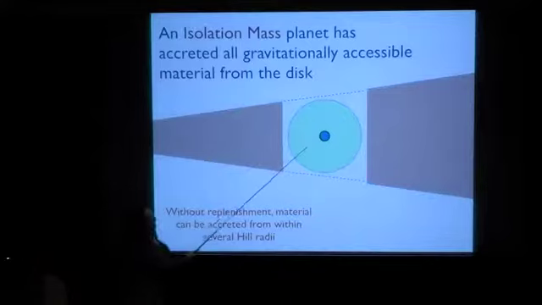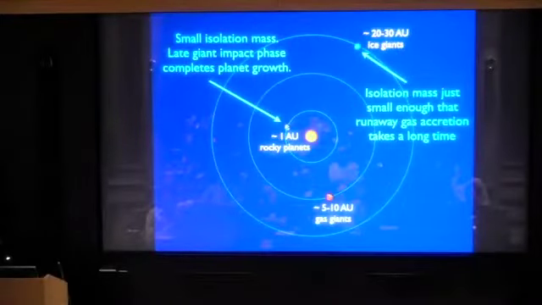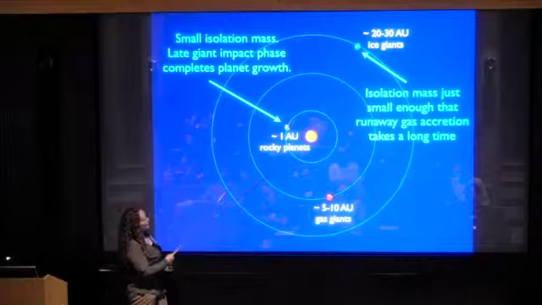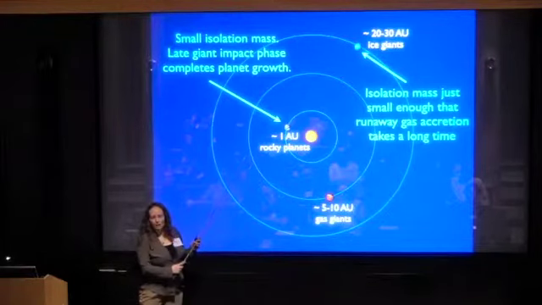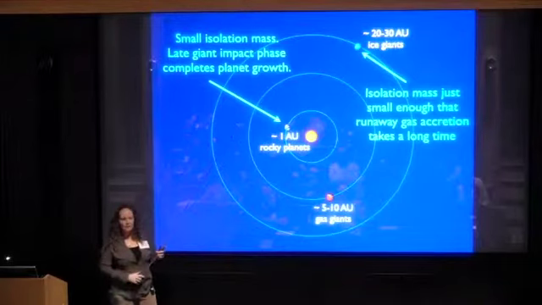It turns out that as you go more massive, your Hill radius gets larger, but not fast enough to allow you to not stop. You do end up stopping. You have an isolation mass. Okay, so if we go back to this picture, in the inner region, the idea here is that isolation masses are small. They're in fact smaller than the Earth, right? You have Mars-mass isolation masses.